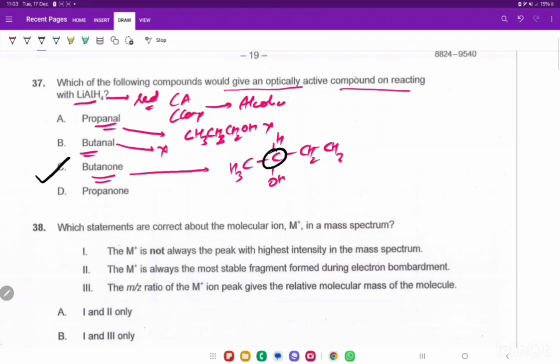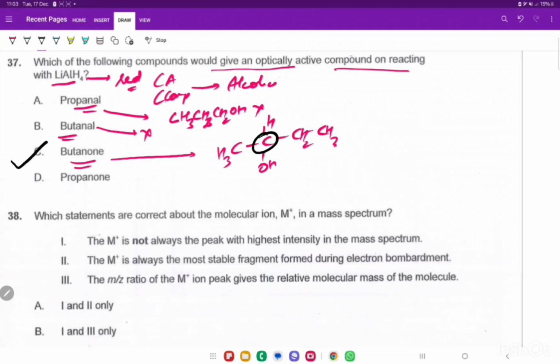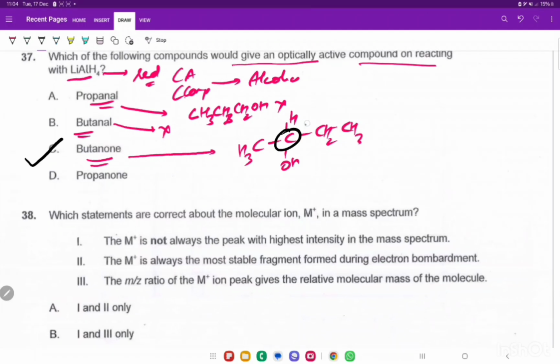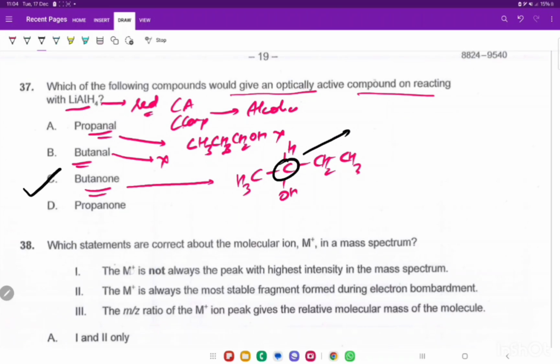Butan-2-ol, which is formed, is a 2 degree alcohol, and 2 degree alcohols are generally optically active. A secondary alcohol is optically active in the case of butanol with 4 carbons, because it contains 4 different groups on the 4 sides. Since it contains a chiral carbon, it is optically active and will form optical isomers. The answer to question 37 is C.